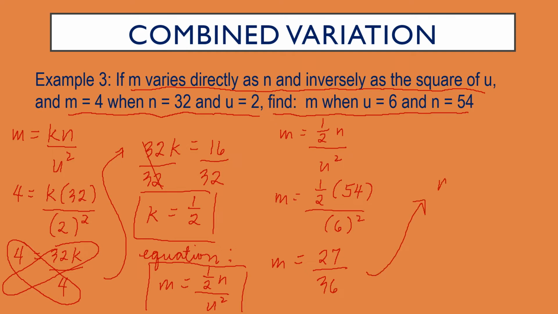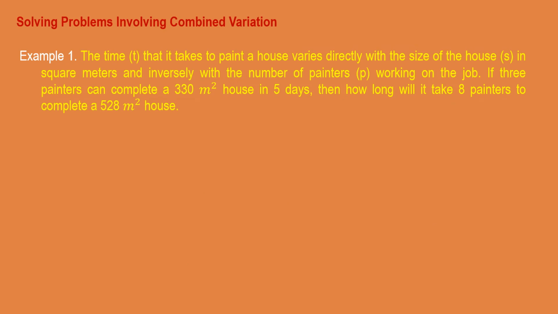Let us now simplify 27 over 36 in its lowest terms. That is 3 over 4. Therefore, m is 3/4 when u is 6 and n is 54. Let's have solving problems involving combined variation.